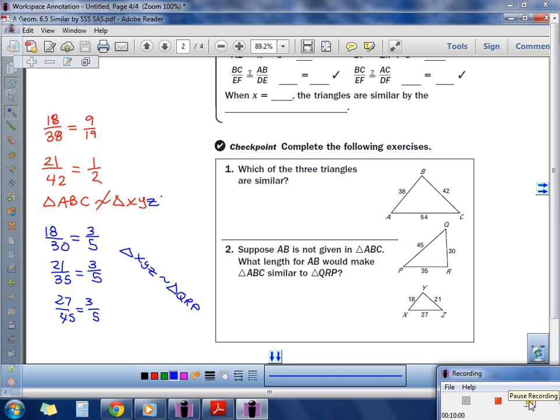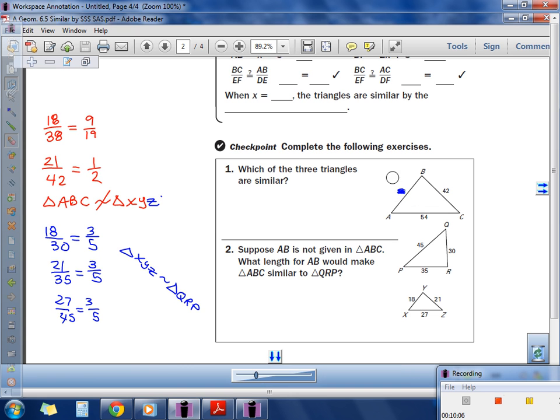Good catch. On number 2, it says, suppose AB is not given. So I'm going to mark this one out and just put a variable now. We already had X, Y, and Z, so let's put K. We're going to solve for K. I'll set it up on my proportion. What piece corresponds to K? Down here, 18. Now I need 2 other numbers. So I did big over small. I've got to be consistent. Big over small. 42 over 21.